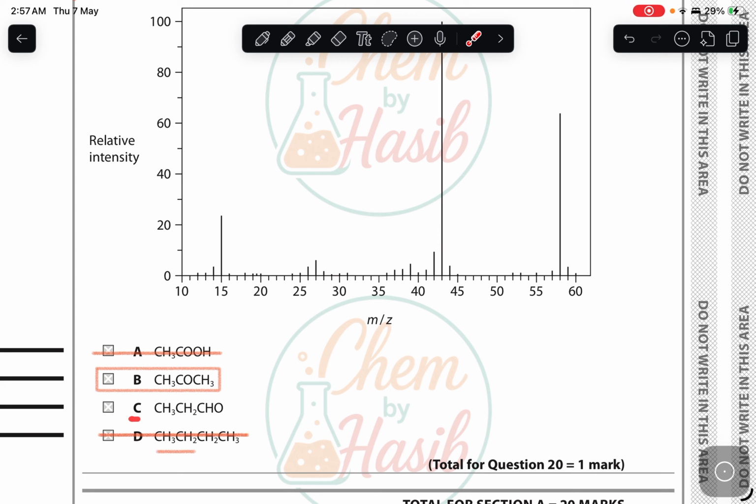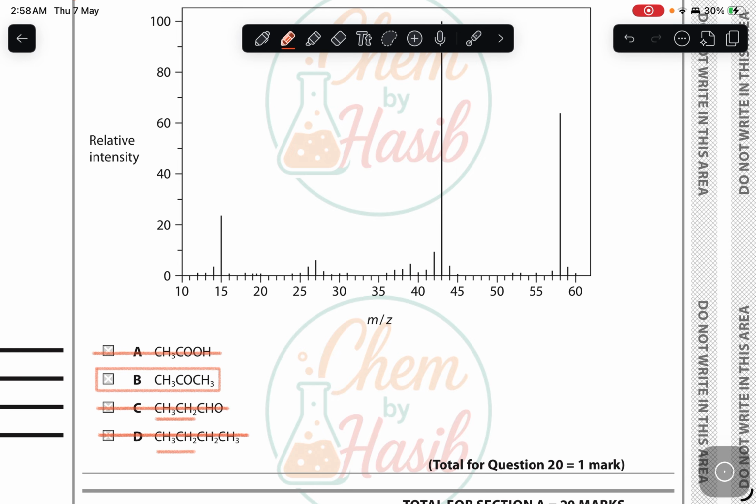If you look at option C, it also has CH3CH2, which is 29. So we don't find anything here at 29. That's 29, right? So there is no signal at 29. So we also rule out C. So B must be the answer because we have already ruled out all the other options.